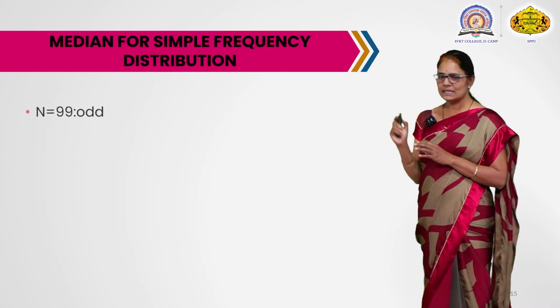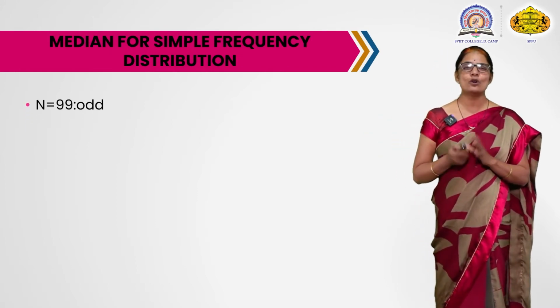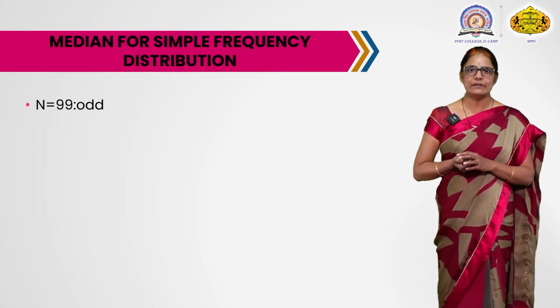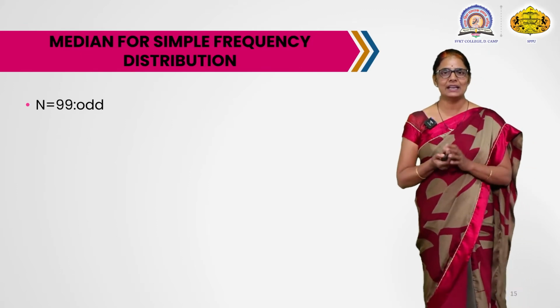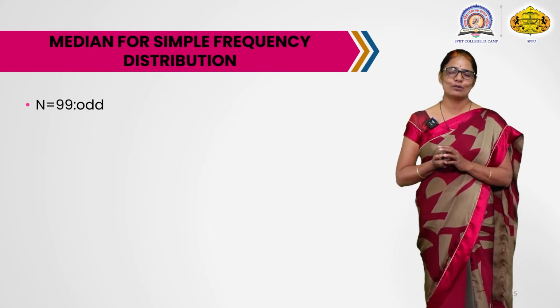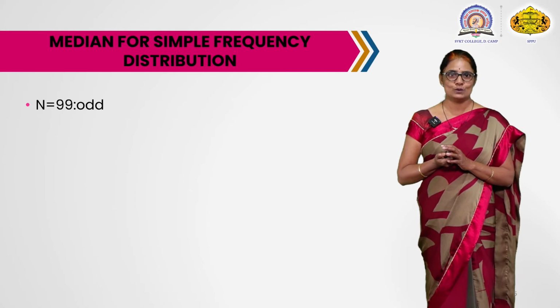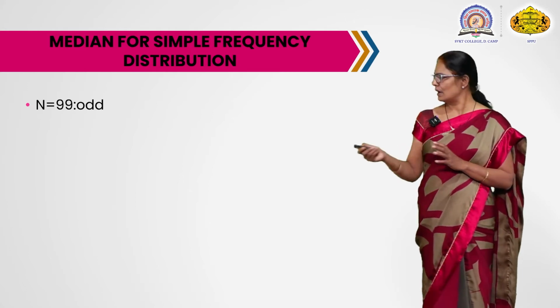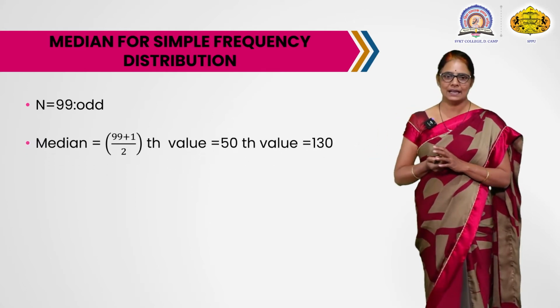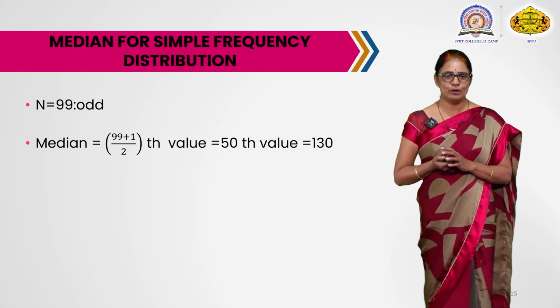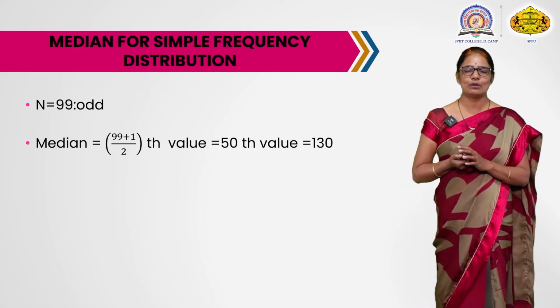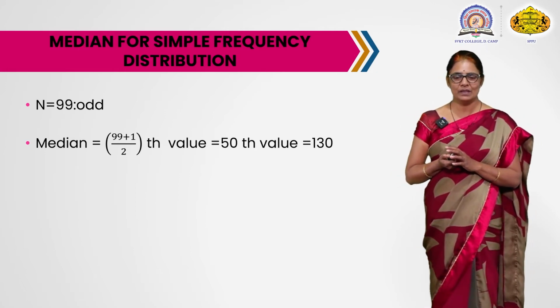So now, what is n? N is 99, which is an odd number. If n is odd, we know that the median is the n plus 1 upon 2th observation. So write the formula and put in the value. 99 plus 1 upon 2 is 100 upon 2, that is the 50th observation.